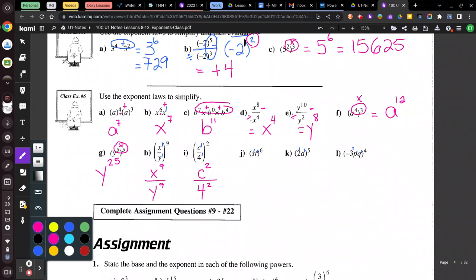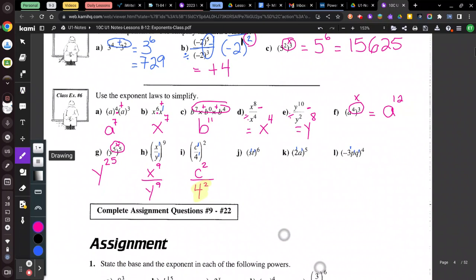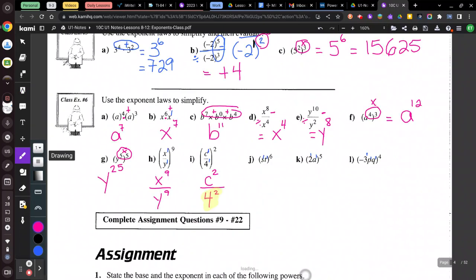Now it says evaluate. If it's a digit, I can solve it. So the part I need to solve is 4 squared. So this is actually going to become C squared over 16. This would be your final answer. You need to solve the digits always.